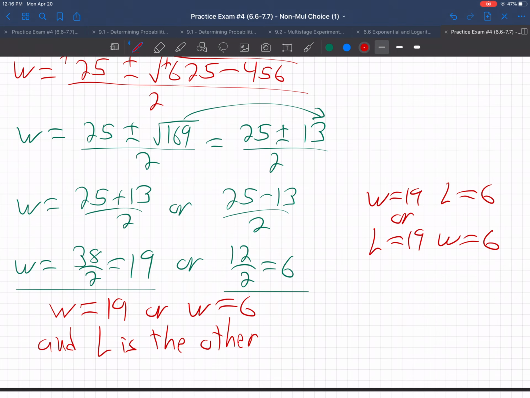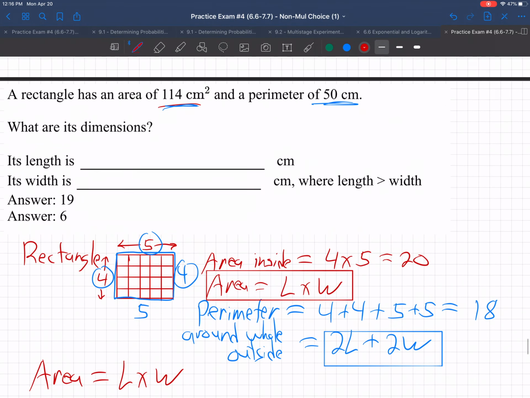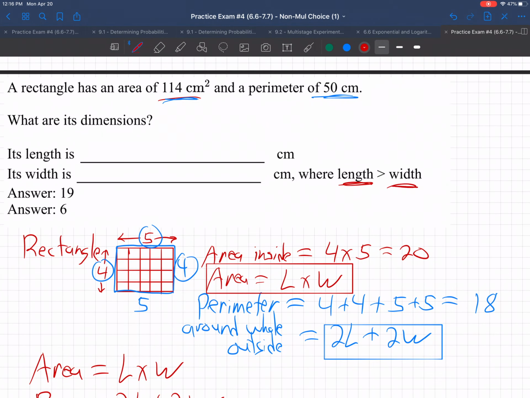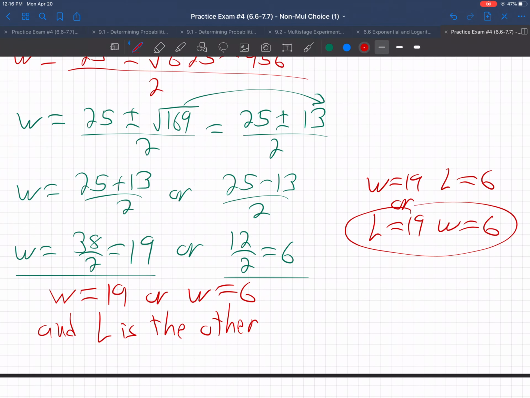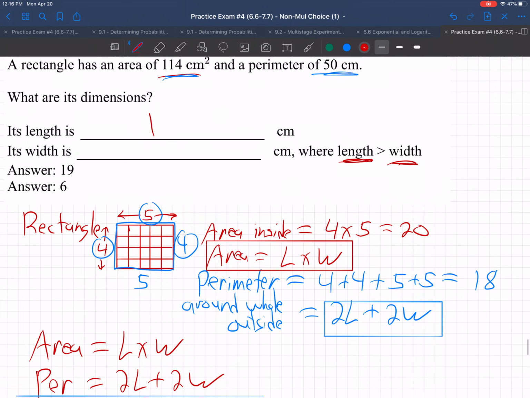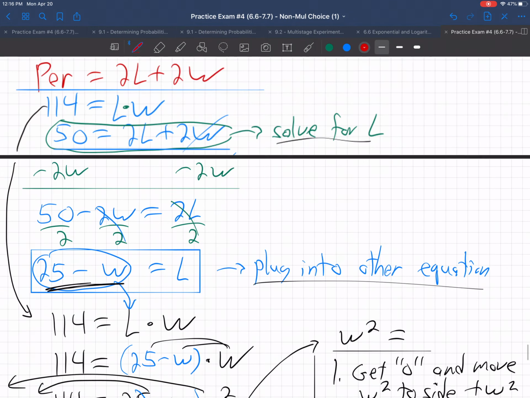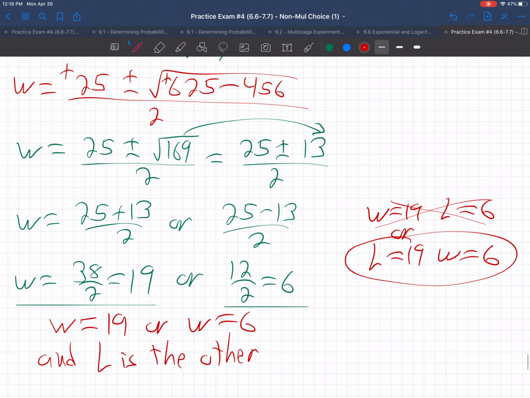It doesn't matter. Now, they got particular, and they said they wanted it a certain way. What'd they say? They said length is bigger than the width. See how they're saying that? They want the one with the length bigger. They want us to say it that way. So that would be this way, not the other way. So length 19, width 6. Technically, it could go either way. It doesn't really matter. So there we go.